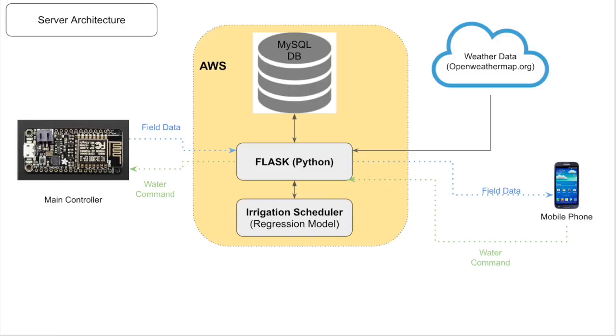A valve command generated by the user in the application follows the reverse pathway, which is shown by the dashed green line. The command reaches the main controller through the AWS server and is forwarded through the Zigbee mesh to the corresponding microcontroller and valve. An execution of the valve command is shown in the following video.